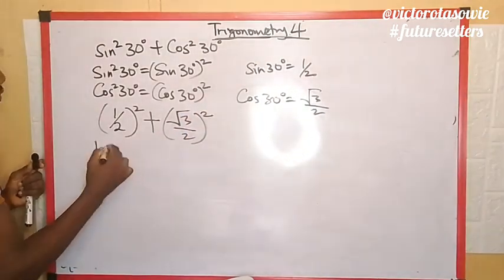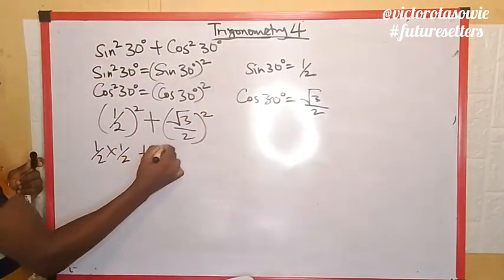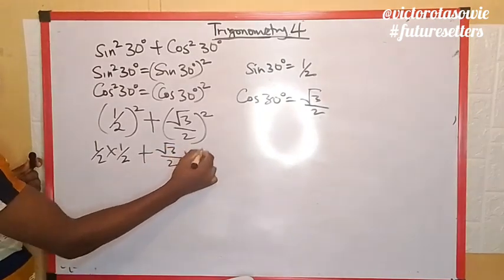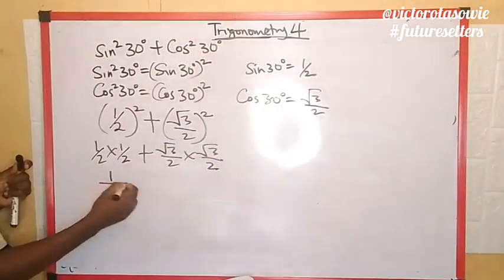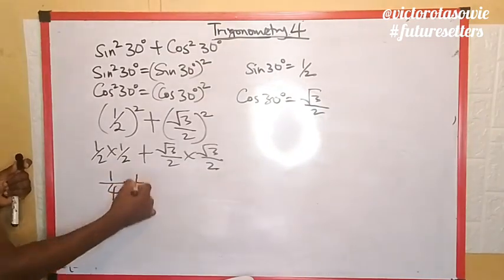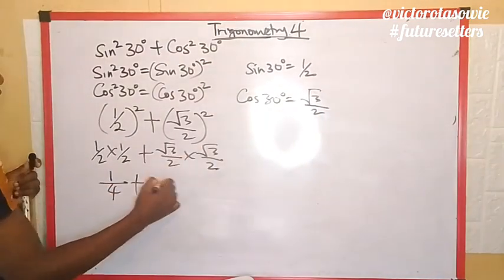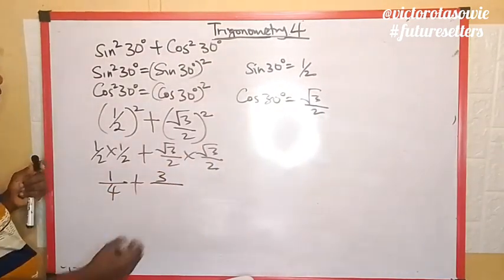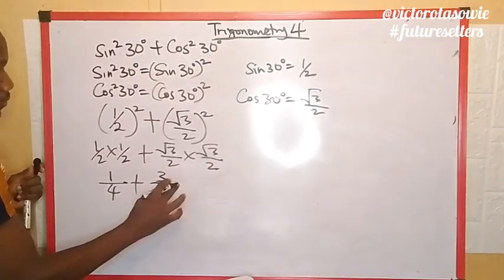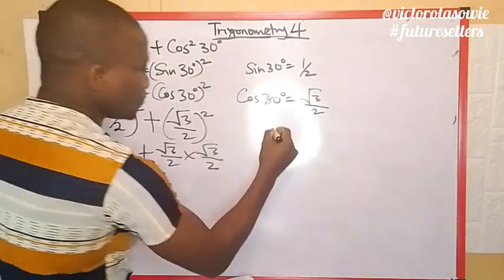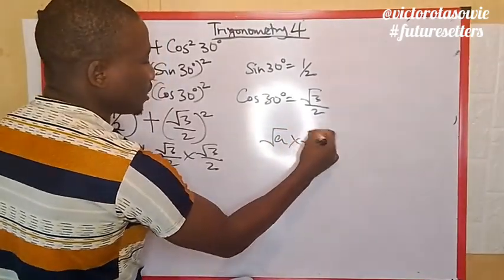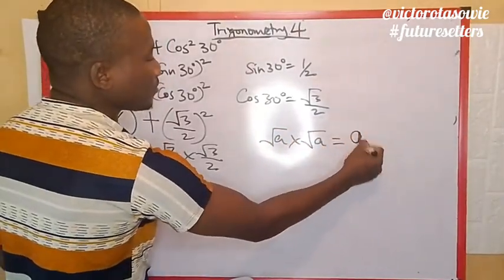And this will give us 1 over 2 times 1 over 2 plus root 3 over 2 times root 3 over 2. 1 times 1 is 1. 2 times 2 is 4, plus, now root 3 times root 3 will give us 3. 2 times 2 will give us what? 4. Remember, whenever you have root a times root a, all you get is a.